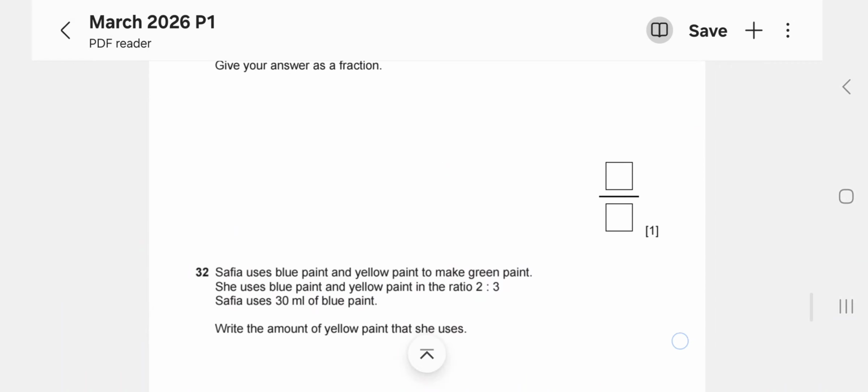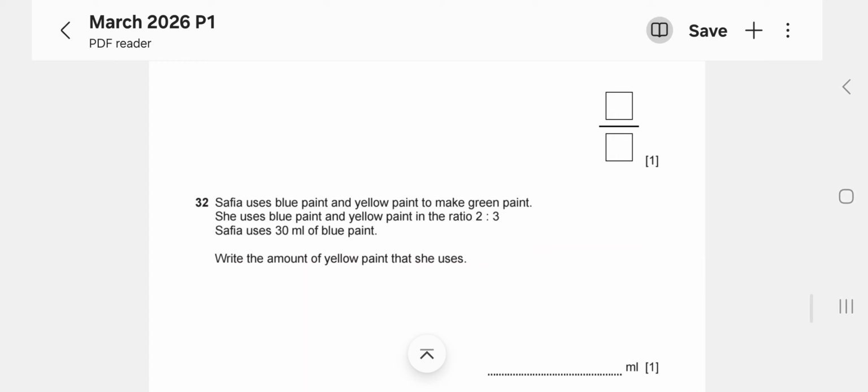Here you have to write it as a fraction. We'll write here the final answer, 2 over 80 or 1 over 40.